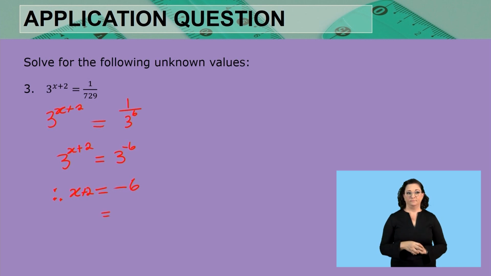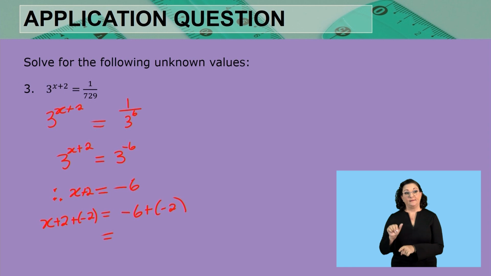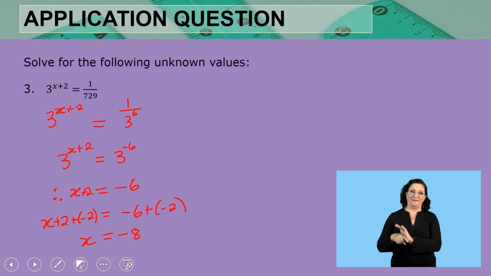So how are we going to solve that? By using the additive inverse of 2, and that is a minus 2. And what I do on one side, I must go and do on the other side as well. So on the left-hand side, 2 plus negative 2, that is just x. And on the right-hand side, we have a negative 6 plus a negative 2, that is a negative 8.